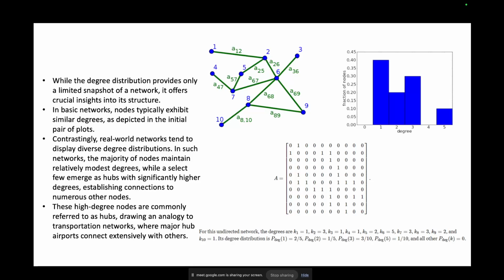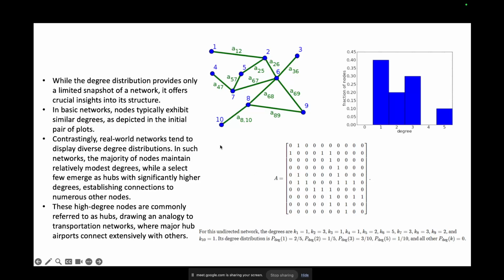And then you plot the fraction, basically plot the probability of finding those nodes. On the x-axis you have the degree, and on the y-axis you have the probability, basically the fraction of nodes having that particular degree. That is what brings up the degree distribution.